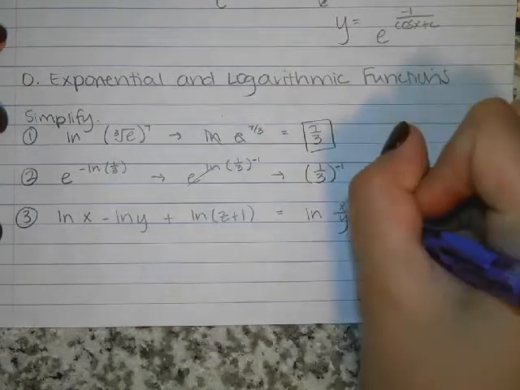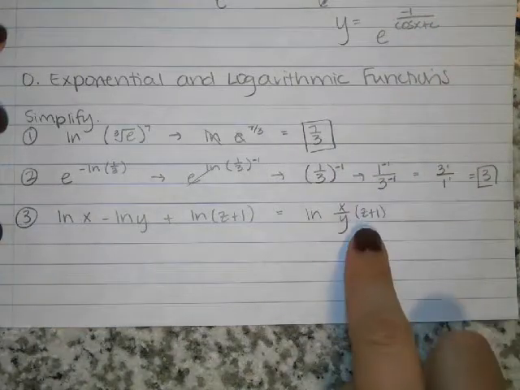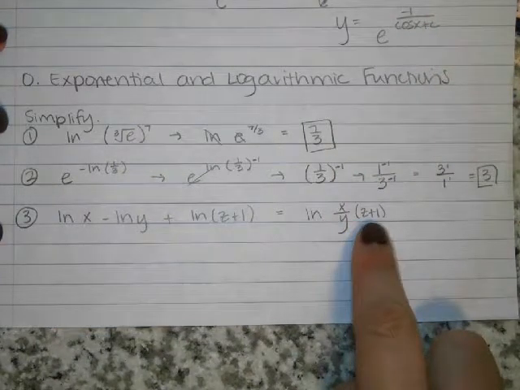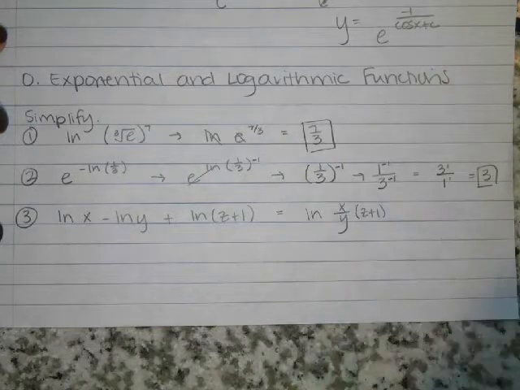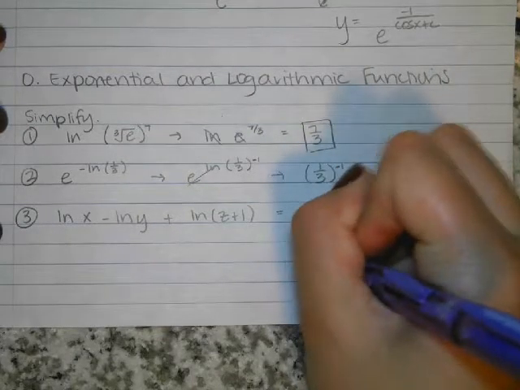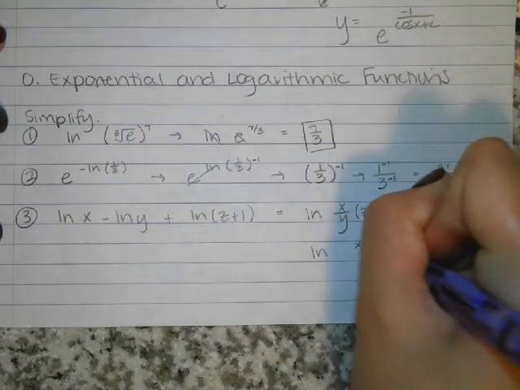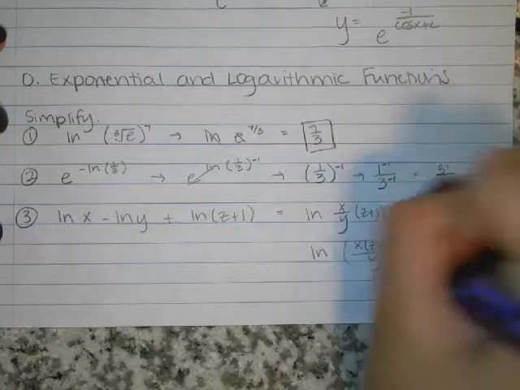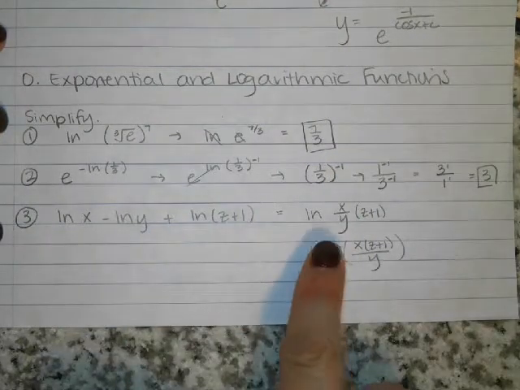So you could write times z plus 1. You could write it like that. But really that z plus 1, if we were to write it as a fraction, would be over 1. And so that z plus 1 would go on the top with the x. So it would be more common for you to write this as ln of x times z plus 1 over y.